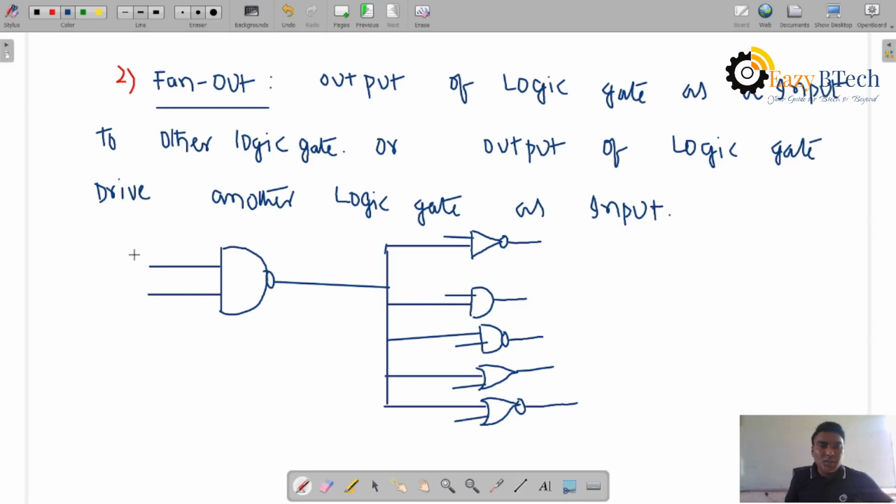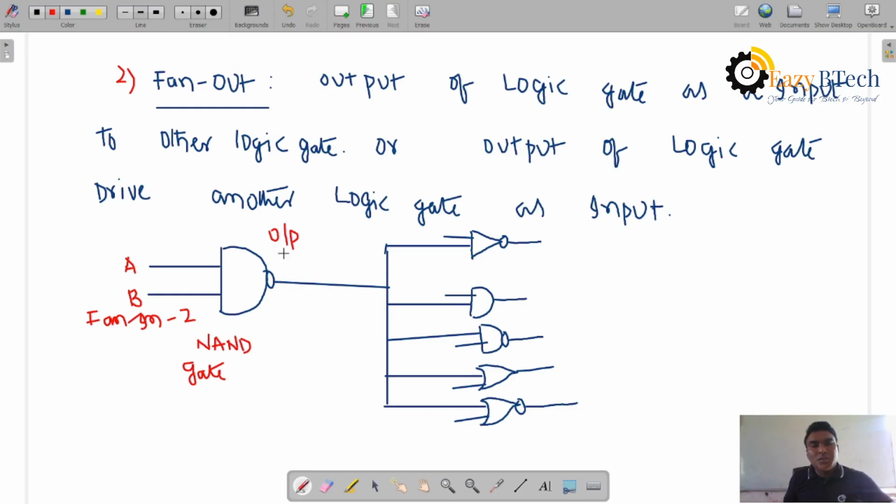So we already discussed the fan-in of this gate. A and B are the inputs, so this is called fan-in. Fan-in is 2. Now this one is the output, the output of the NAND gate. So it is a NAND gate output.